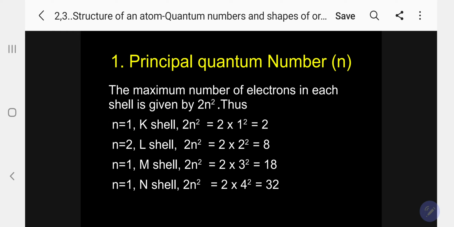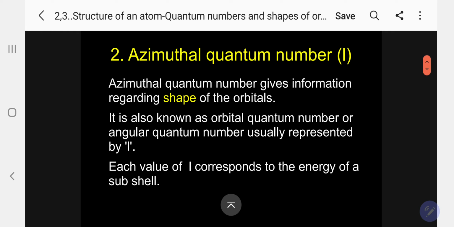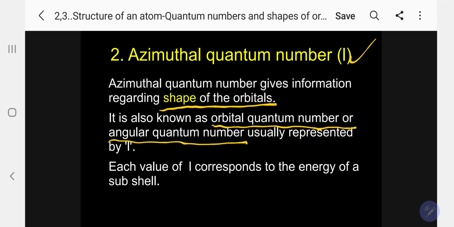Okay, let me proceed further. Let me go for the second quantum number, that is azimuthal quantum number represented by L. Azimuthal quantum number gives information regarding shape of the orbital. Please follow. Principal quantum number gives size and energy. Azimuthal quantum number gives shape of the orbital. It is also known as orbital quantum number or angular quantum number. Three names for this, usually represented by L.